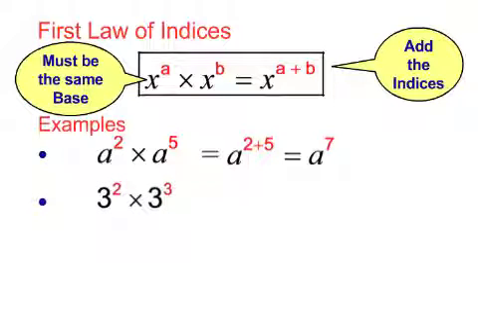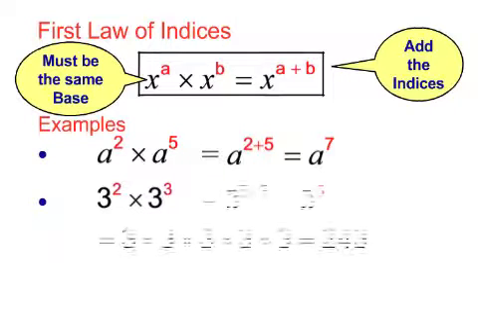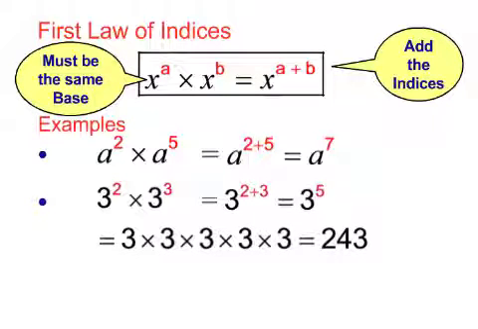Similarly with numbers, 3 squared times 3 cubed. The base is the same, which means that we can add the indices, 3 to the 2 plus 3, which is 3 to the 5. 3 to the 5 gives us an answer of 243.